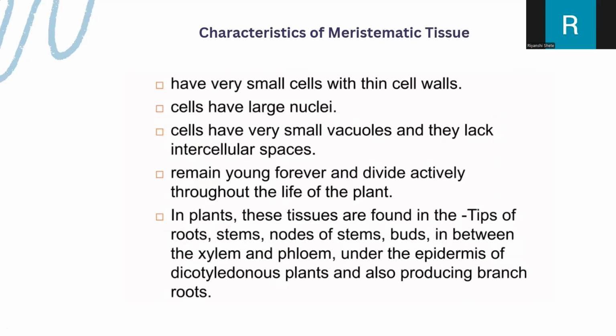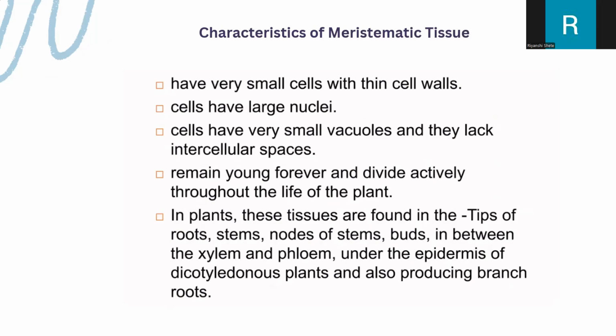Here are some characteristics I mentioned, so you can go through these characteristics. It has very small cells within cell walls. Cells have large nuclei. Cells have very small vacuoles and they lack intercellular space. Now, what is meant by vacuoles? Vacuoles are where they keep their food, or from where they can generate the food for the process of photosynthesis, you can say. Then they remain young forever and divide actively throughout the life of the plant.